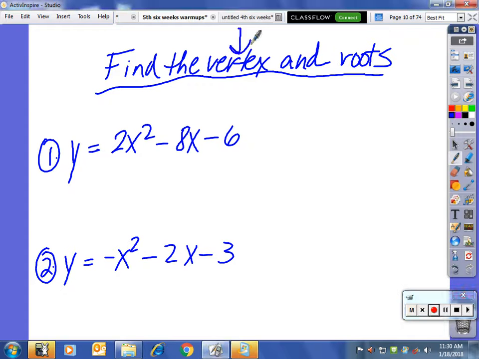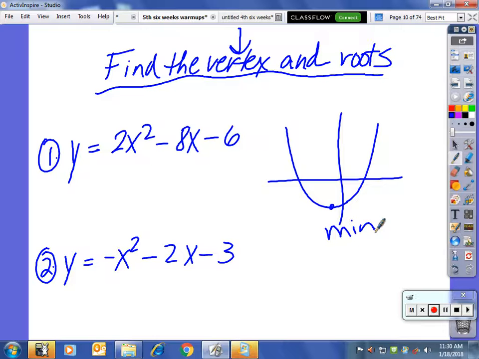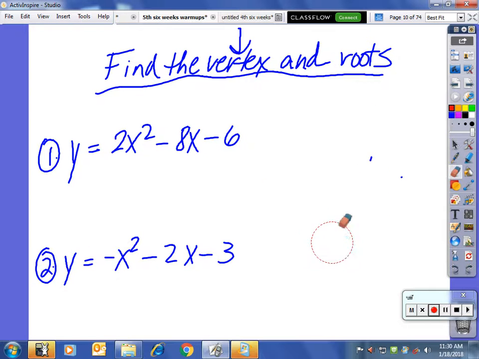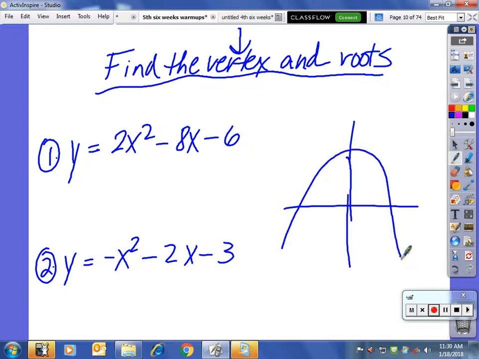Vertex of a parabola is either the very highest or the very lowest. Okay, so number 1, I don't know what it looks like, but I know it's some kind of smile. So for number 1, my vertex is the minimum. If you were looking at a frown, then your vertex would be the maximum. Like number 2 is some kind of frown, and the vertex is a maximum.